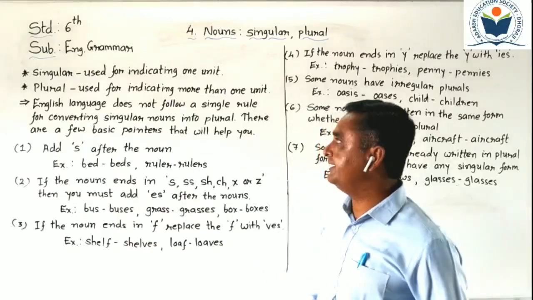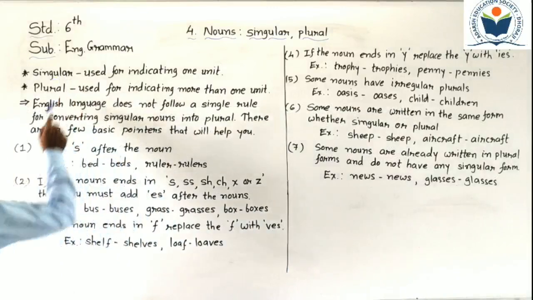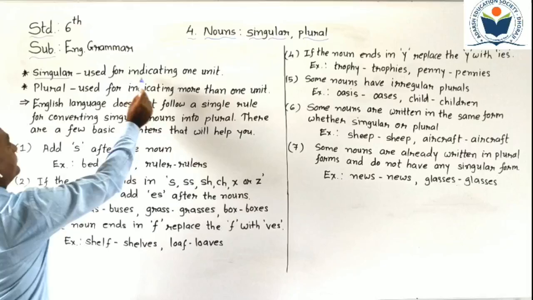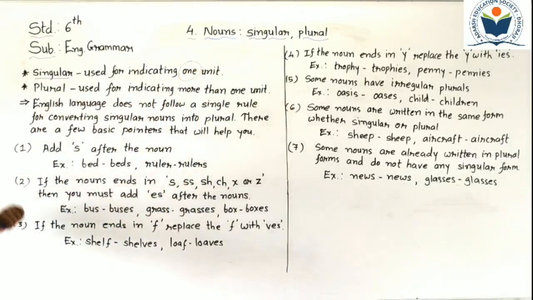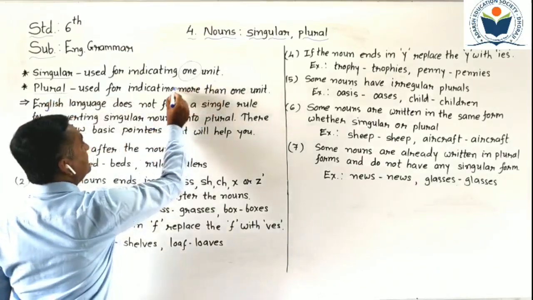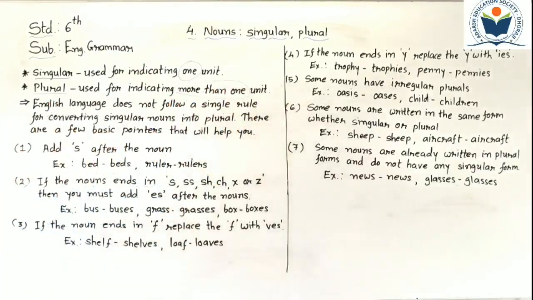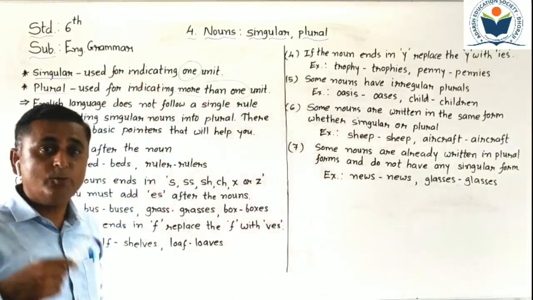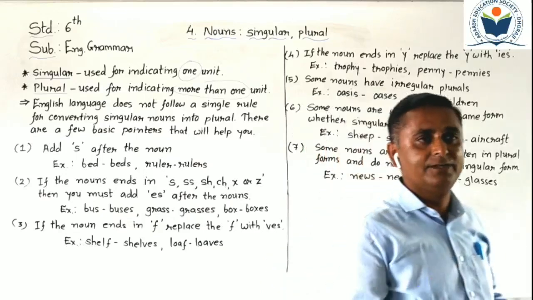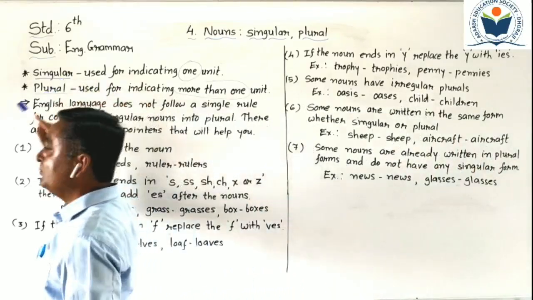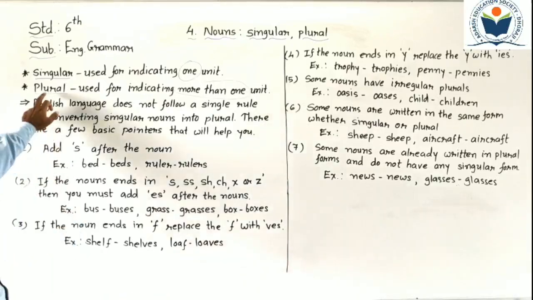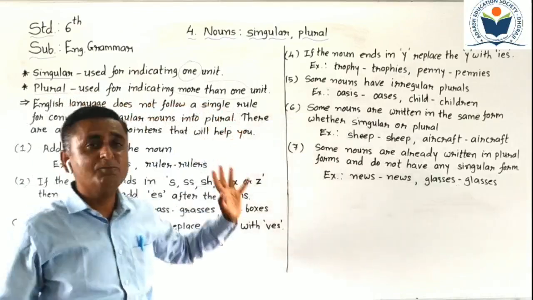Now we have to start here. Singular noun. Singular noun is used for indicating one unit. It is used for indicating only one unit, while plural is used for indicating more than one unit. While we are talking about one thing, one person, one place name, it is counted as singular, and more than one person, 2, 3, 4, 5, it is known as plural, used for indicating more than one unit.